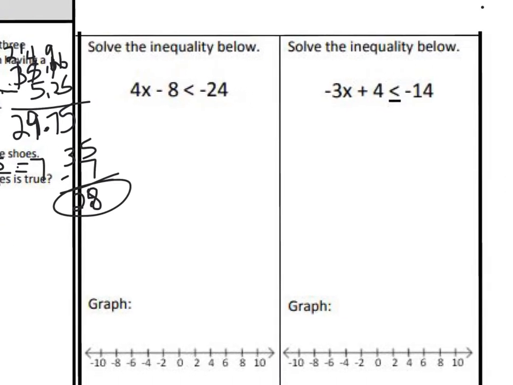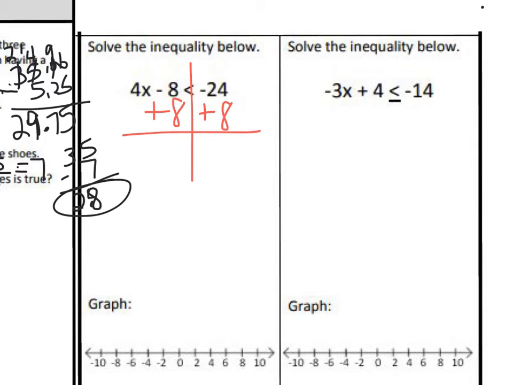It says solve the inequalities below. You have 4x minus 8 is less than negative 24. So basically, you have to solve it the same way as you do equations. So what would be the first thing I need to do? What am I doing? Subtract the 24? Adding the 24? Adding what? Adding 8. Adding 8. You always start with the side with the variable.